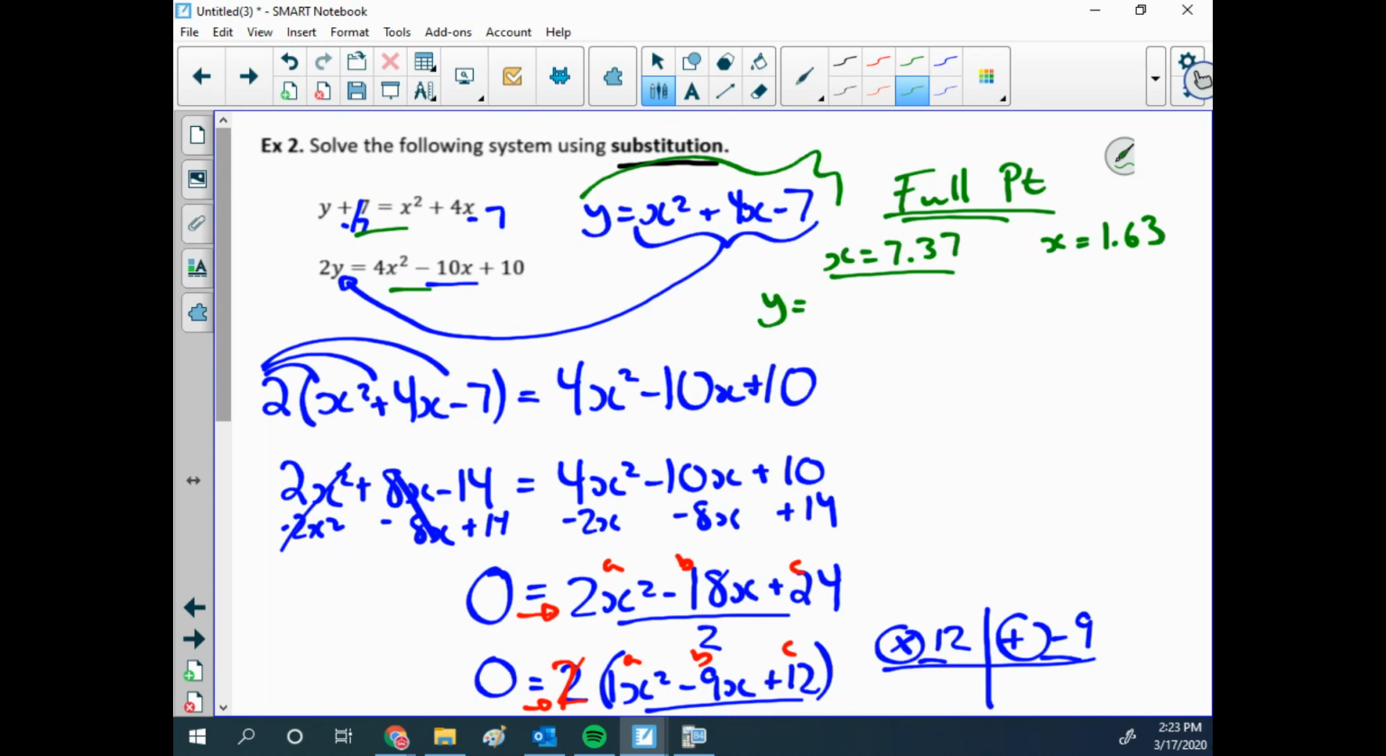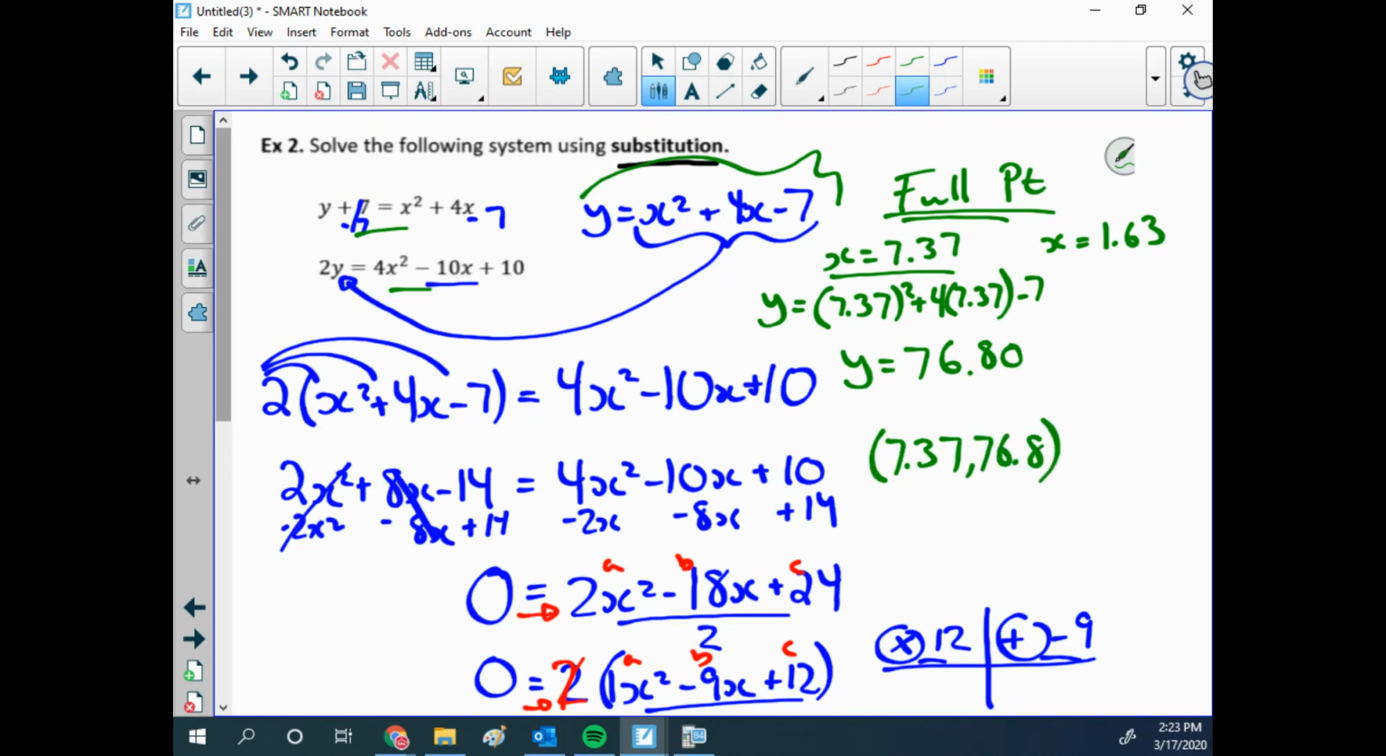So y is equal to 7.37 squared plus 4 times 7.37 minus 7. So y is equal to 76, let's round to 80. So there's a coordinate, really ugly, at 7.37, comma 76.8.